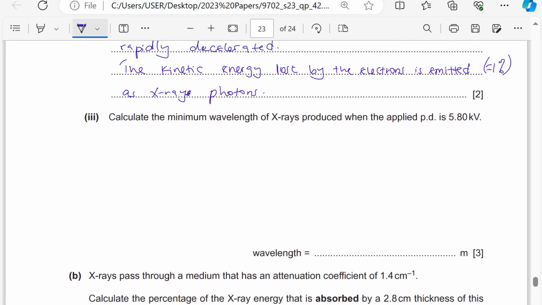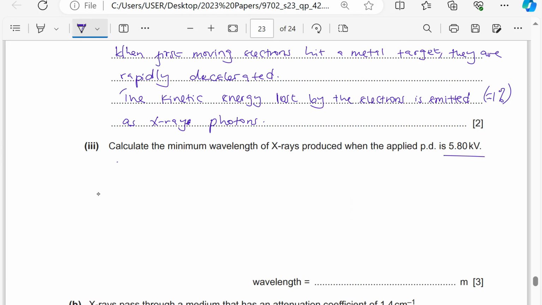Calculate the minimum wavelength of X-rays produced when the applied PD is 5.8 kilovolts. Okay, so we know that energy of the photon is hf, and this is going to be hc over wavelength. But remember where this energy comes from. It comes from the kinetic energy of the electron. So we shall say eV is hc over lambda. So the wavelength is going to be hc divided by eV.